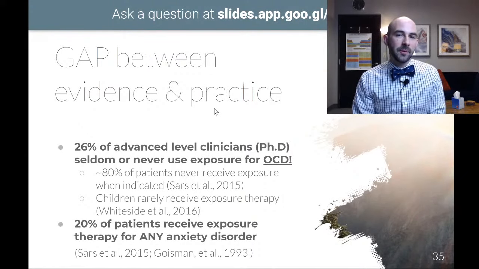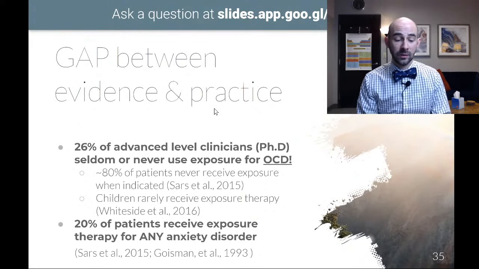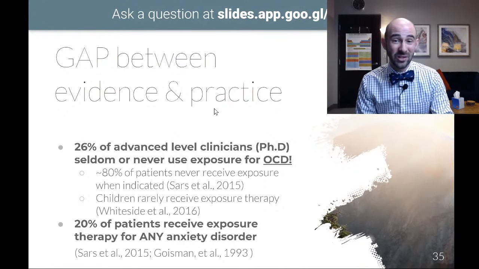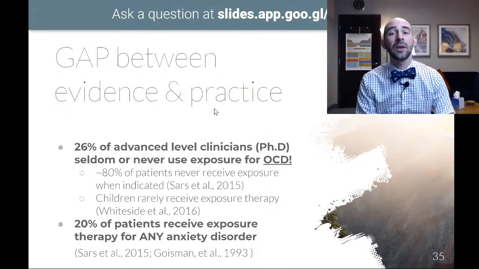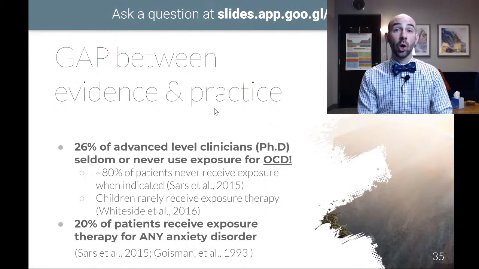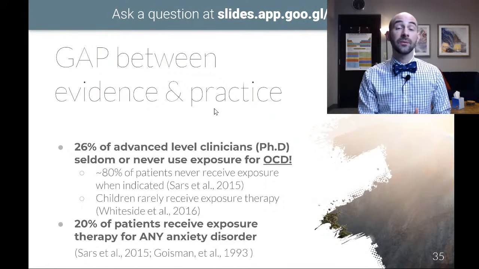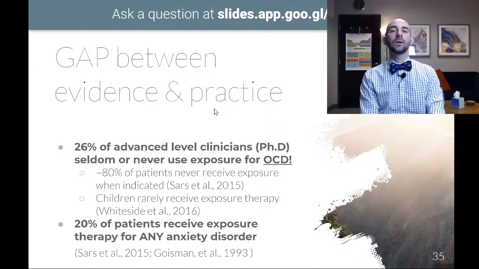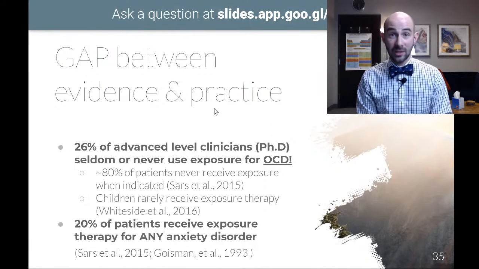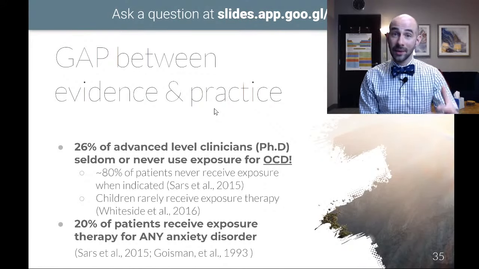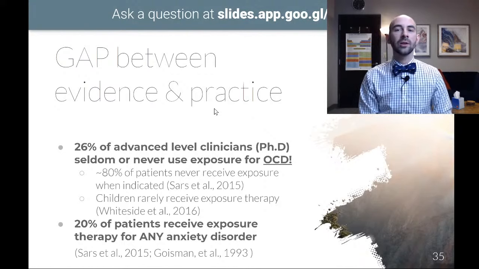So let's look at the gap between evidence and practice. If the evidence is so strong that we're supposed to be using exposure and response prevention as a gold standard, all right, what's the deal? Well, 26% in a research study of advanced level clinicians reported that they seldom or never used exposure for OCD. Exposure is very useful for any anxiety disorder, certainly phobias, but it's used in generalized anxiety disorder. It can actually be used in depression. Its focus is a little bit different. But these PhD clinicians, so the top of the top in training, seldom or never used exposure.